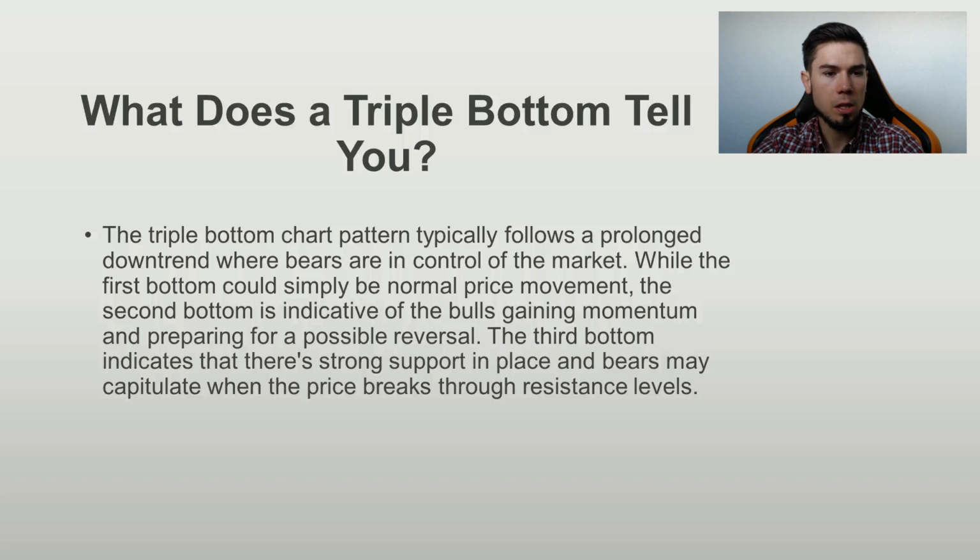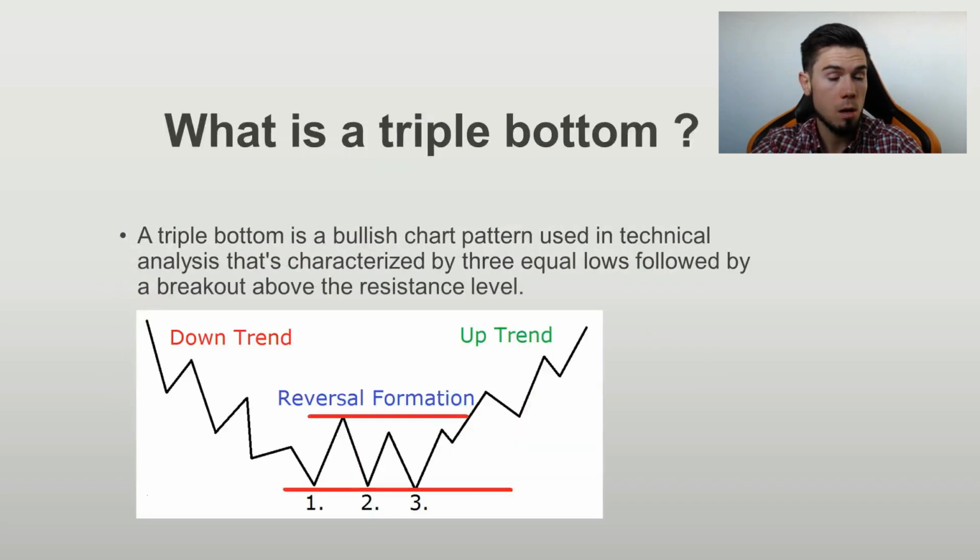There is a prolonged downtrend where the bears are in control of the market. That's the first signal. The market needs to be dominated by the bears during a specific period of time. Well, the first bottom just looks pretty much normal. There's nothing specific. The second bottom is already telling us that there is some sort of strong support signal. The third bottom is confirming the strong support signal, and it plays out with a high possibility to break through the resistance level, which can be found at the top of the sideways movement. Right? The sideways movement in this case is the reversal formation.